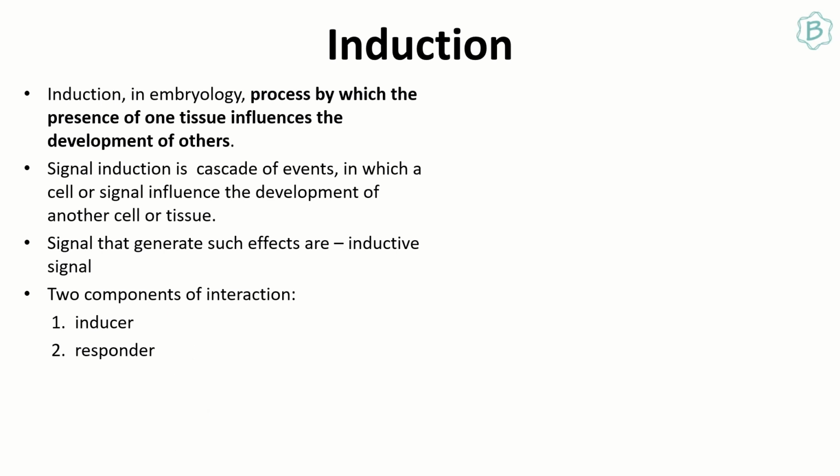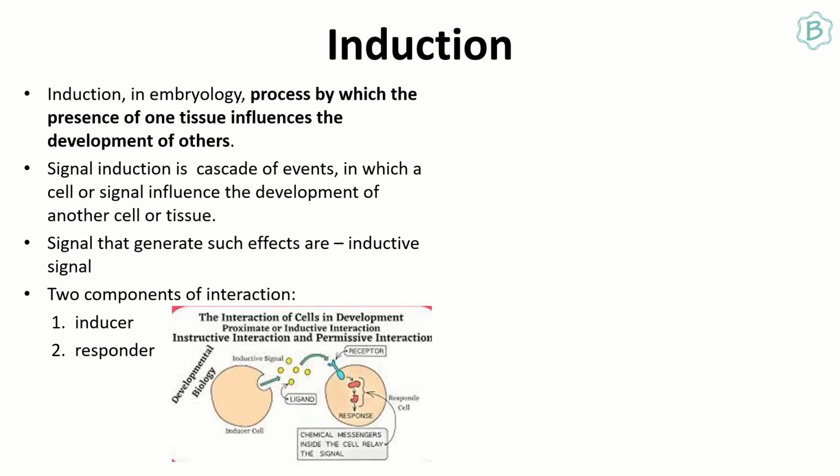As we can see in this diagram, there is an inducer cell which is releasing inductive signals, the yellow marked ones. These inductive signals reach a responder cell where there are receptors. The signal binds over there and shows a particular response. So there should be an inducer cell and a responder which will respond to that particular inductive signal.